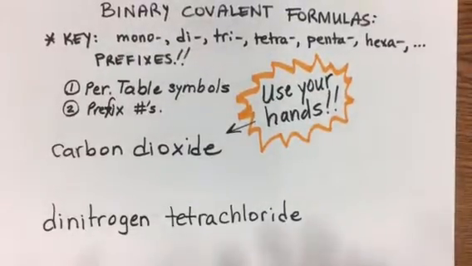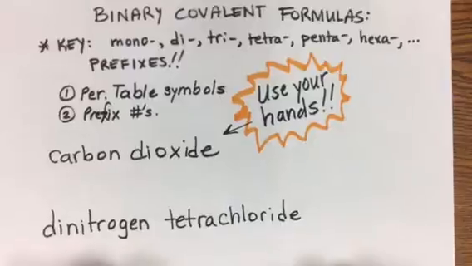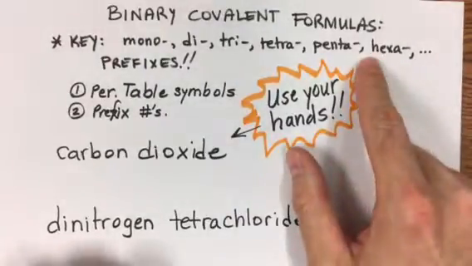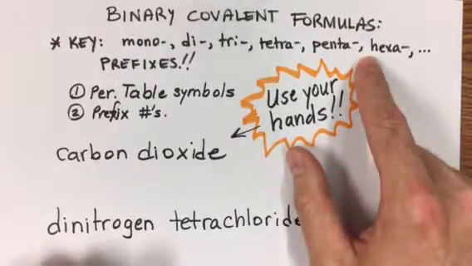Suppose you see a binary covalent formula. You recognize from the name that you're seeing a binary covalent compound, and you want to write the formula for that binary covalent compound correctly. The key to this is going to be the prefixes that have number meanings: mono, di, tri, tetra, penta, hexa. You need to pay attention to those. That's going to be the key to getting the formula right.